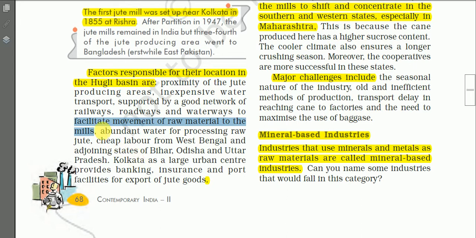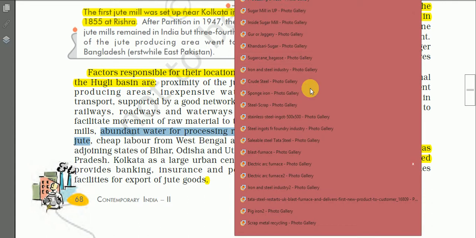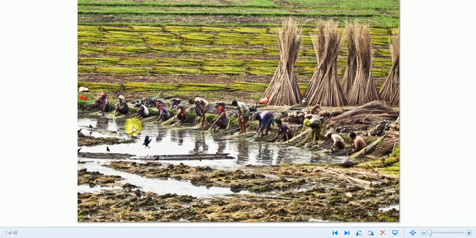Then abundant water for the processing of raw jute. You must know that processing of raw jute requires enough water, and that water is also available there. We have one photograph of processing of jute. See here, from the jute plants the fiber is taken out, it is peeled off, and it uses water. I think you may be seeing here. That means processing of raw jute requires abundant water, and that is also obtained along this Hooghly River.